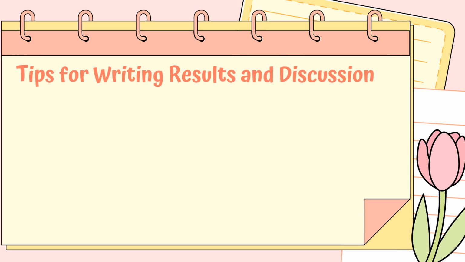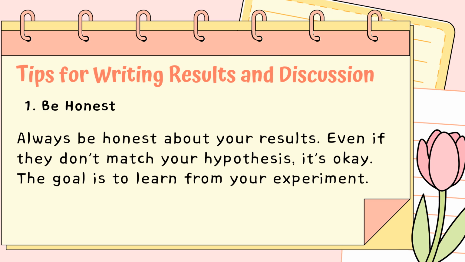Tips for writing results and discussion. 1. Be honest. Always be honest about your results. Even if they don't match your hypothesis, it's okay. The goal is to learn from your experiment.